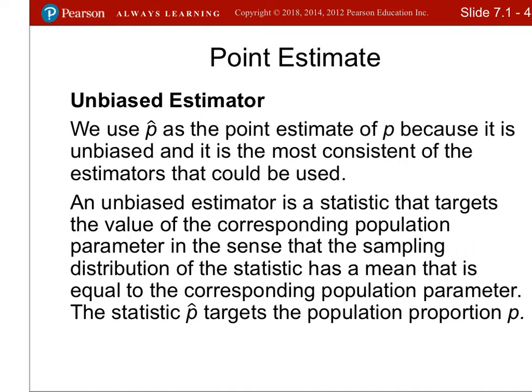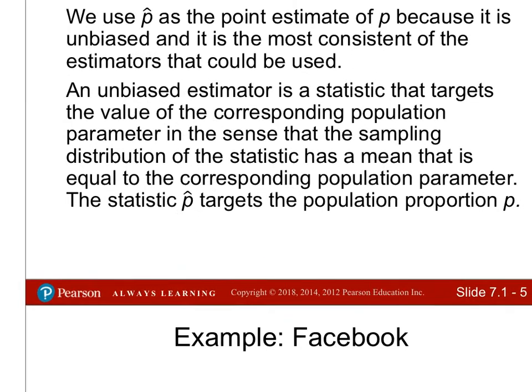The reason we like to use p hat as a point estimate is because it's unbiased. In other words, when we start finding sample proportions, they're going to almost always land in the area of the true proportion. All right, so it's going to give us a consistent estimator. Remember, an unbiased estimator is one that targets the population parameter. All right, we've talked about that. So in other words, sample proportions should be in the ballpark of population proportions.